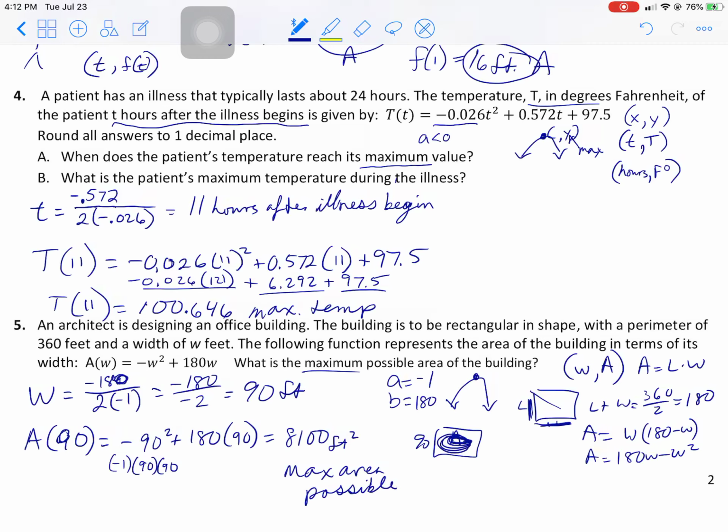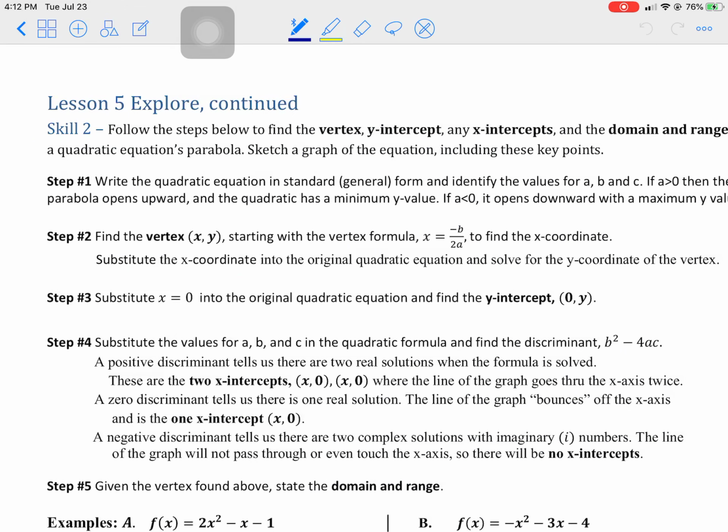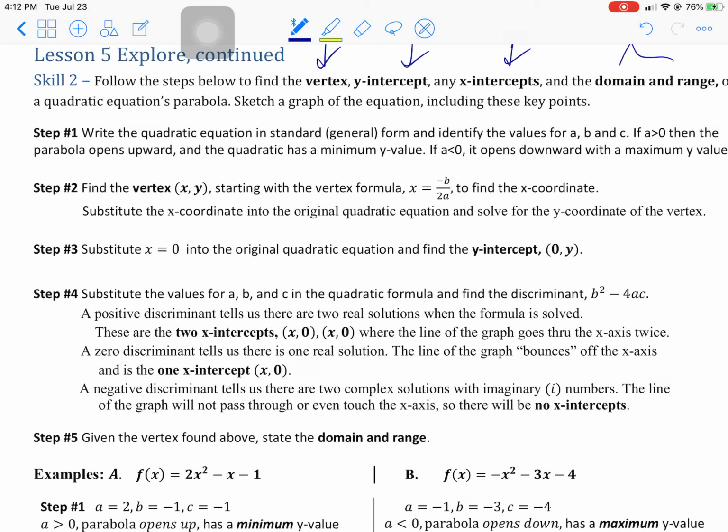Okay, so on the next page, page 3, the next skill says follow the steps below to find the vertex, which we already figured out how to do, but now it wants to talk a little more about the Y-intercept, the X-intercept, and the domain and range. All right, so these are not word problems. These are abstract problems with just equations to find this information that we want to be able to sketch a graph. Okay, so we're not just putting things upside down or right side up.